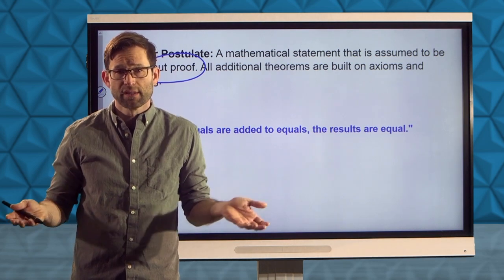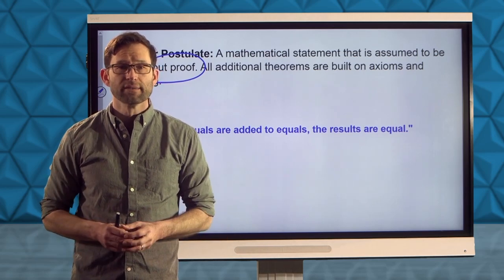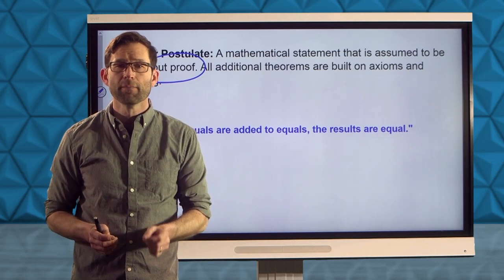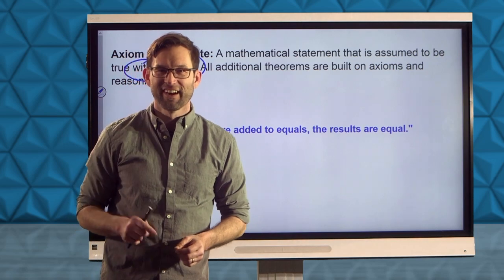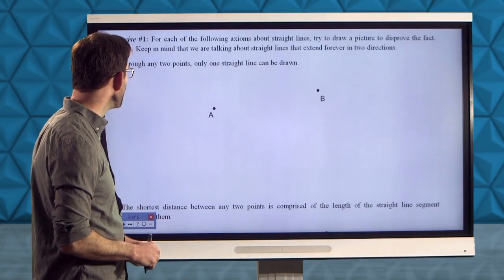Hey, I've got 3 rocks equals 3 rocks. I put 2 more on both sides. It's both equal to 5, right? It's not really a proof. Let's get into the lesson though. We've got to see where we're going with all this, because it can be a little bit weird.